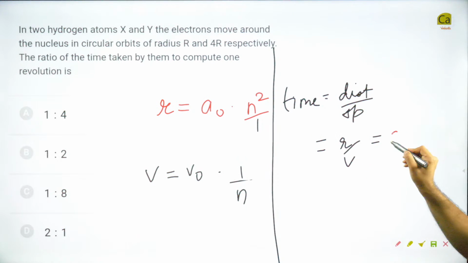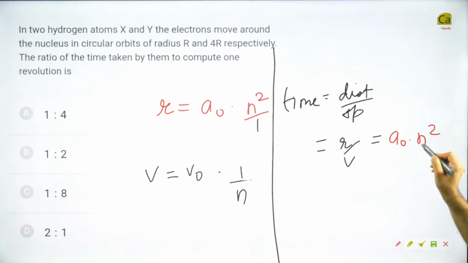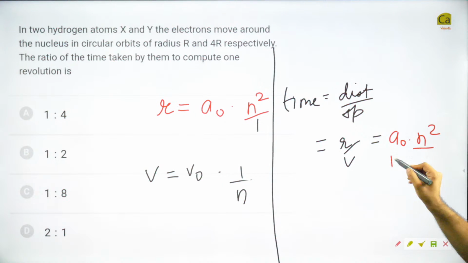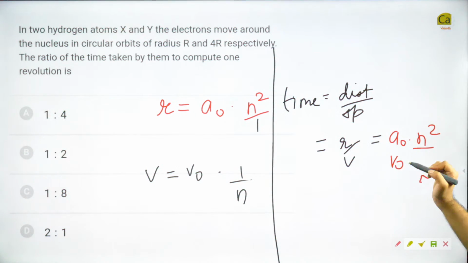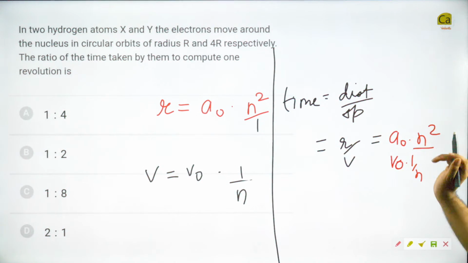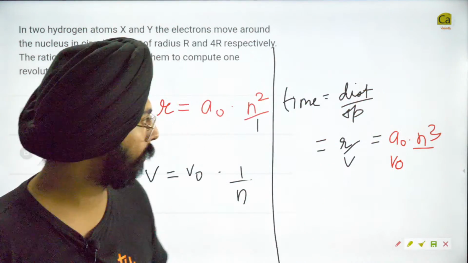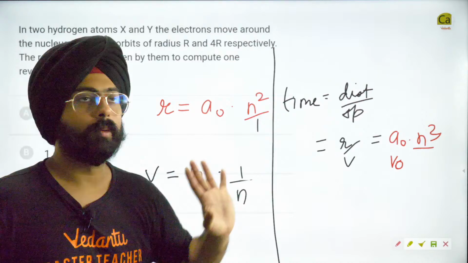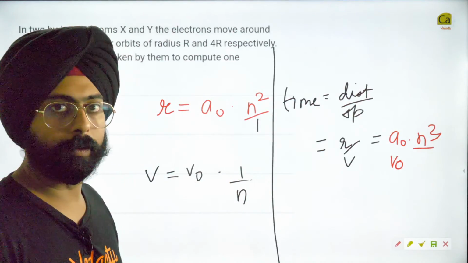तो यहाँ से क्या करना है? a naught into n square divided by v naught divided by v naught into 1 by n. So this n will go upstairs. This will become n cube. So my dear friends, the time period will be proportional to n cube.